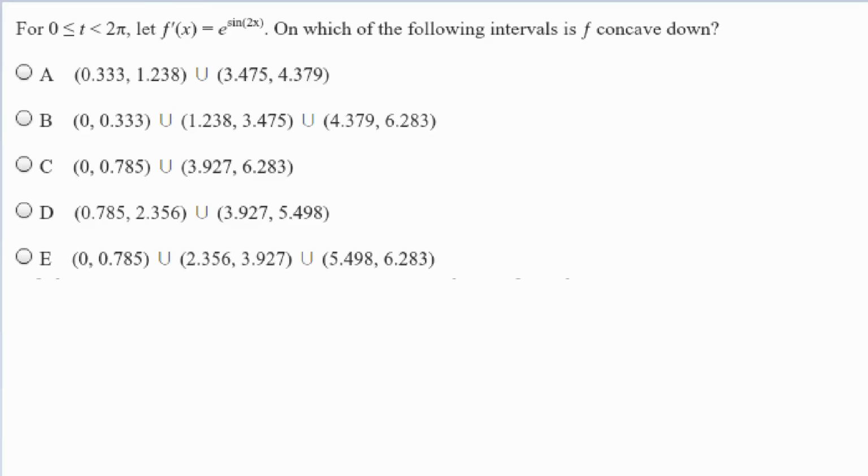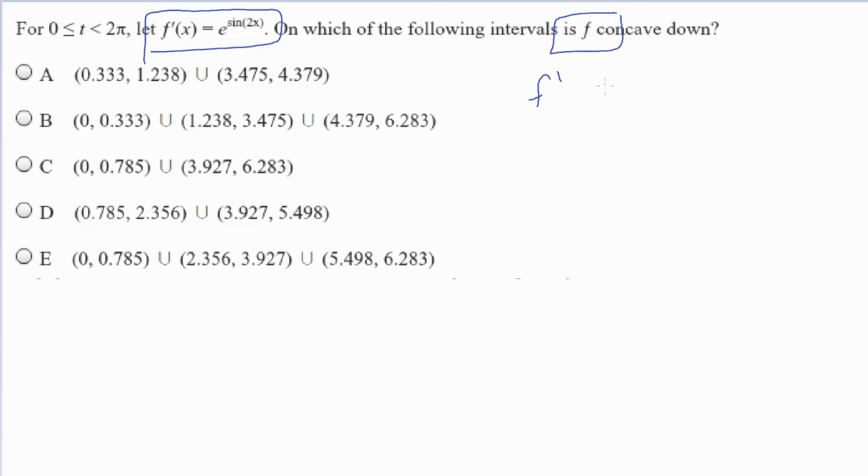From 0 to 2 pi, let f prime equal e to the sine of 2x. On which of the following is the function concave down? So we have the derivative. Where is the function concave down? So let's say these words.